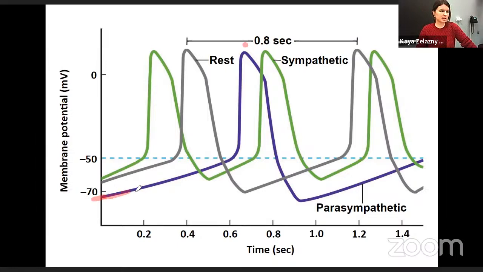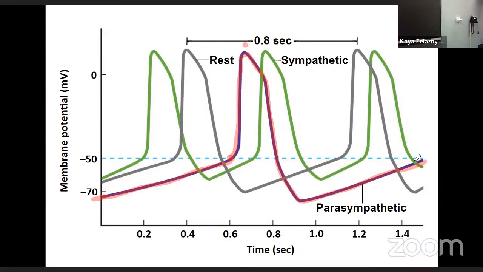Which means it takes us a long time to get up to threshold, right? So we can see that we're slowly going up, but it's hard because we have these closed calcium channels and we started out with a lower membrane potential to begin with. It's just hard to get to threshold. So it's just harder to create this action potential, so we do it less frequently. So here we have a much lower heart rate because of this difficulty getting to the action potential.